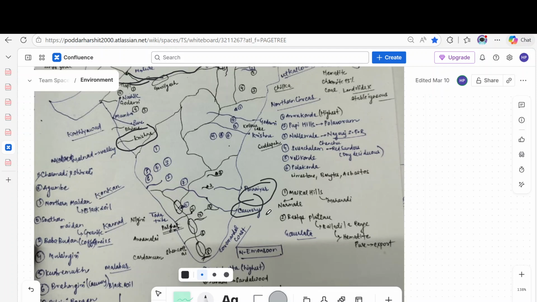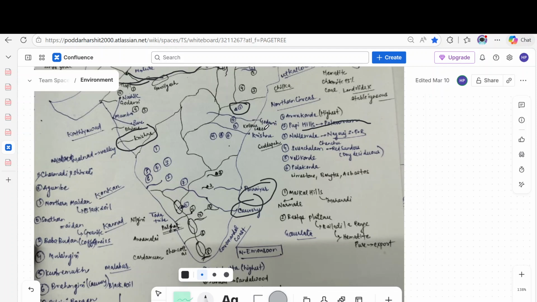So there's the Papi Hills, Polavaram. So there's the Godavari River, and on the upside of the Godavari River we have the highest range, the Arakonda range. And these Papi Hills, this is the Polavaram project, an irrigation project that is quite famous in the news. It is in the Godavari basin only, Papi Hills.